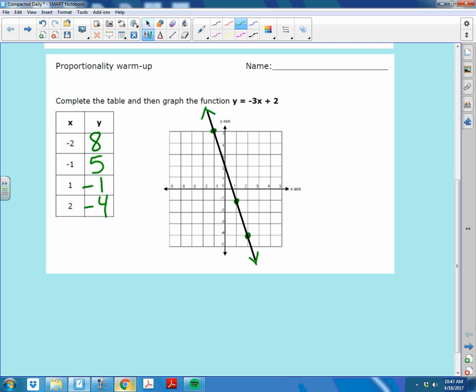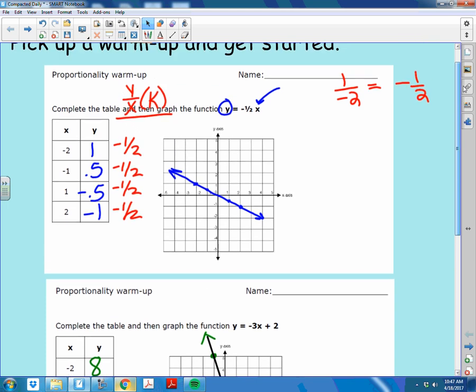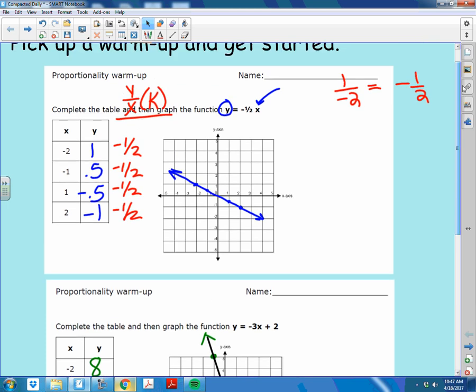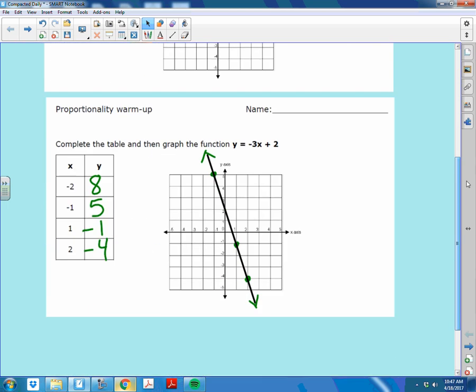Yeah, if you go ahead and try to find the constant of proportionality and do y divided by x, they all end up being different. Plus, we know it's no longer proportional because it doesn't go through the origin. What makes one proportional and one not proportional? Leilani? Okay. Tara?